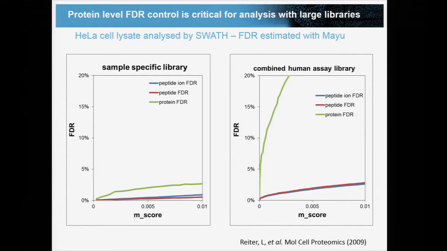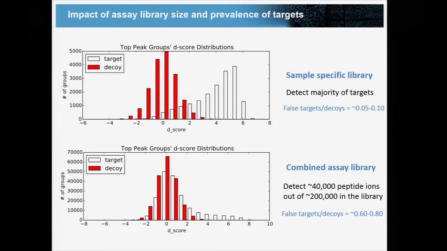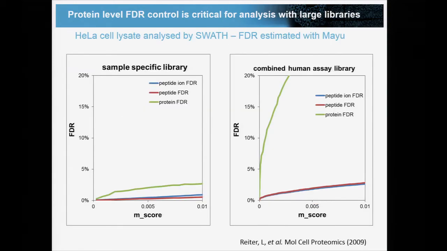But I just really want to emphasize that if you go for these big libraries, you need to be very careful. What's important actually is the prevalence. So it may not necessarily be the size of the library, but rather the prevalence. By prevalence, I mean how many of the targets in your library can you actually detect? Here it's like 20% or something, and here it's 90%. So if we have 40,000 peptides that we can detect, we have 160,000 that we can't detect, and these are all opportunities to randomly get a good hit, and this will add up at the protein level.